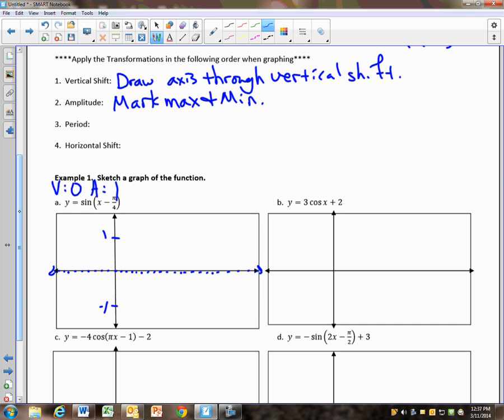Then the period, I take 2 pi and divide it by b. What's the b value here? 1. So the period is just 2 pi. Take that and divide it into 4 parts. So 2 pi divided by 2 is pi. Divided by 2 is pi over 2. So I have 1 pi over 2, 2 pi over 2, 3 pi over 2. So I just count. Just count.